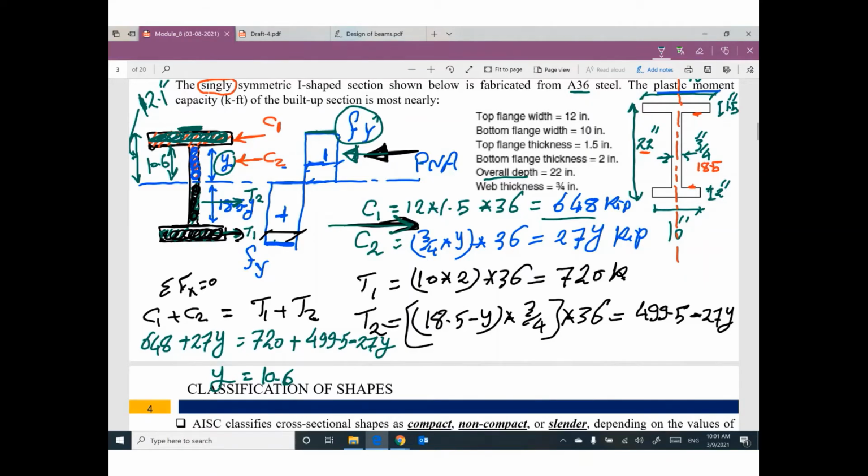You will ask me, hey, why did you divide the compression into two parts, C1 and C2? Because we have two different areas: the area of the flange and the area of the web. So we have C1 and C2. And the same also, we have a part of the web and a part of the flange, so we have T1 and T2. Summation Fx equals 0, so C1 plus C2 must equal T1 plus T2. Set up this equation. You have only one unknown, which is y. I can figure out the location of the plastic neutral axis.